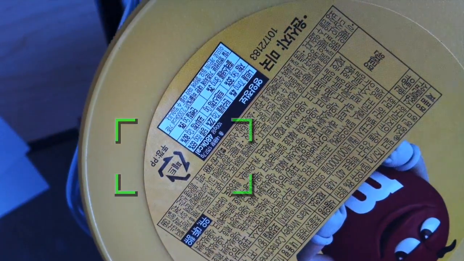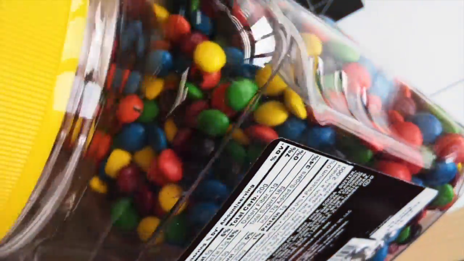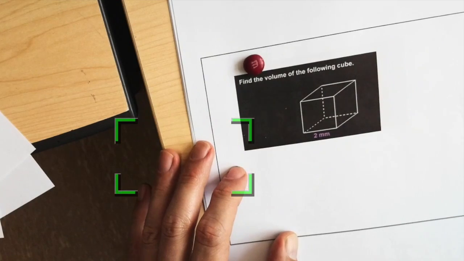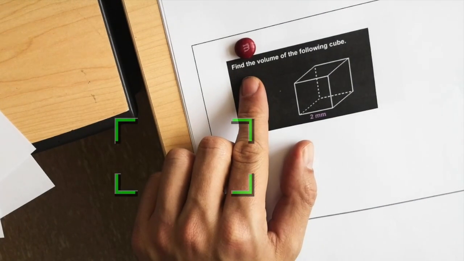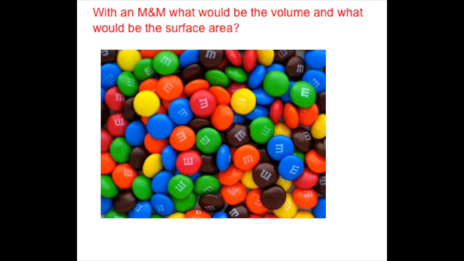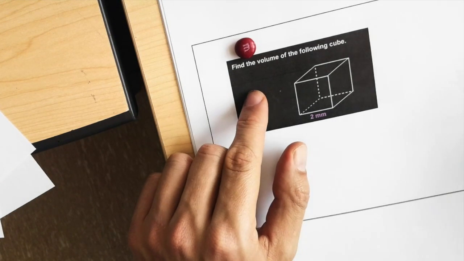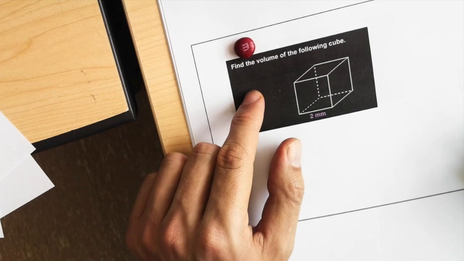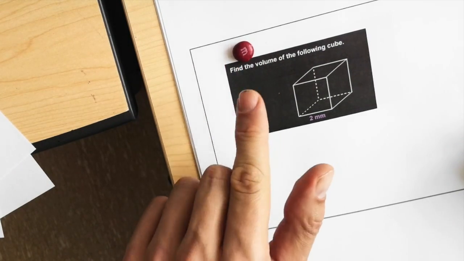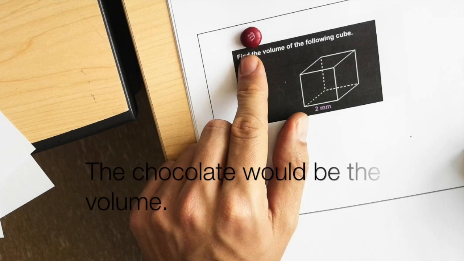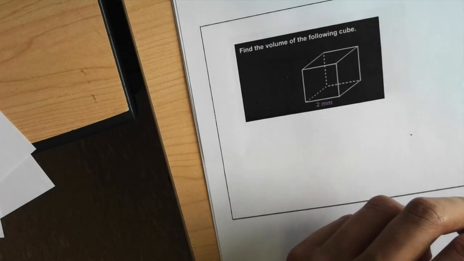And the surface area would be the container. So if we had here an M&M, what would be the volume and what would be the surface area? The surface area would be the painted color on the outside. The chocolate would be, let me just eat this real quick.